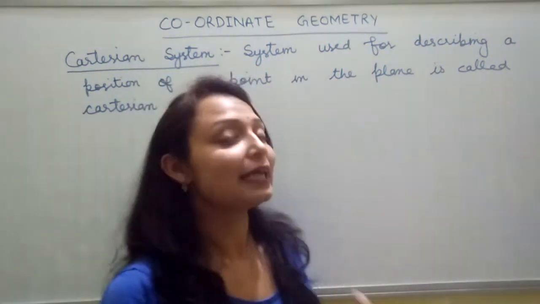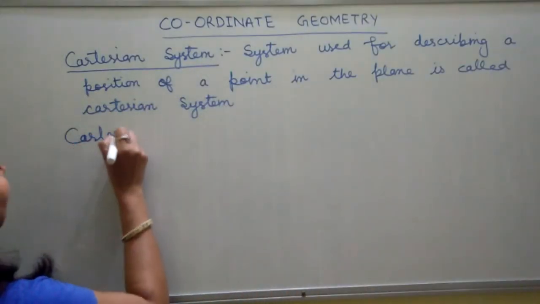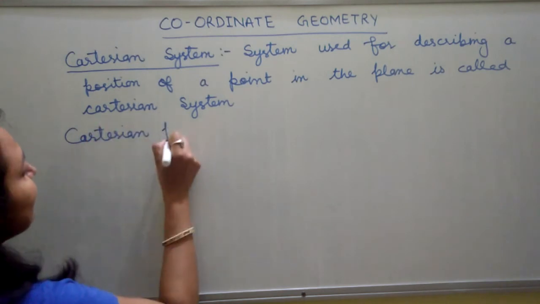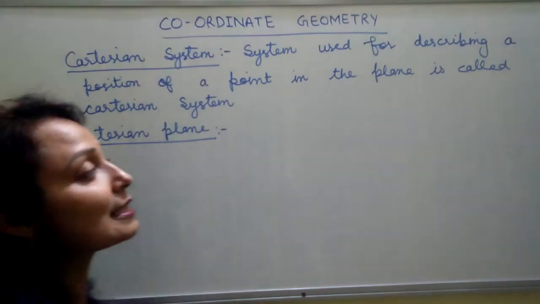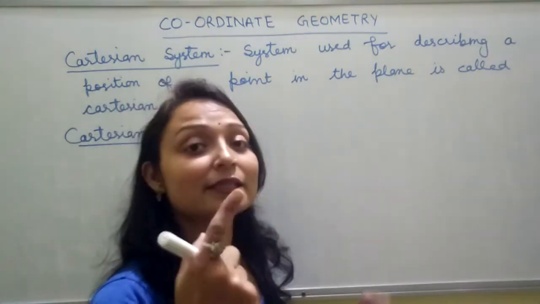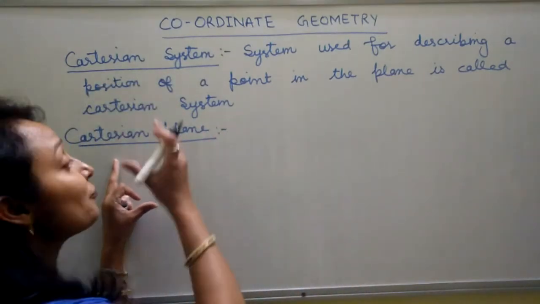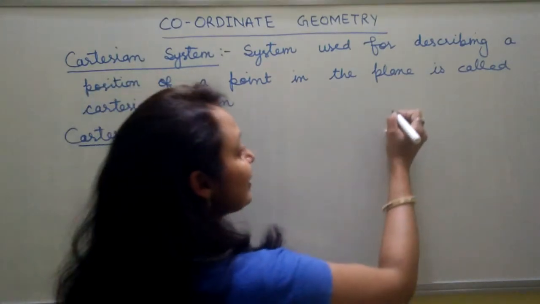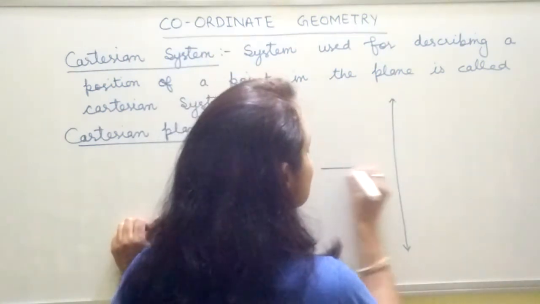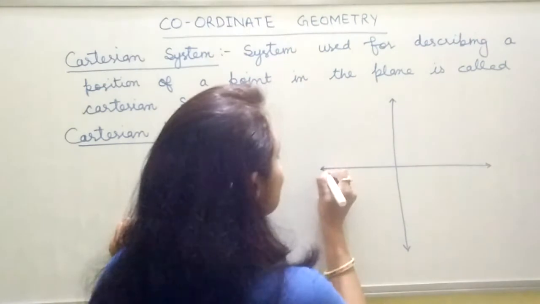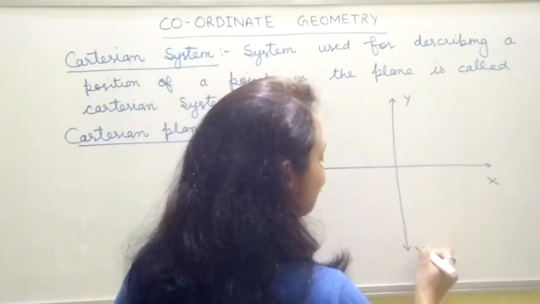On which plane? That is the Cartesian plane. What is the Cartesian plane? The Cartesian plane is the one on which we will plot the points. That is called the system which is used for describing the position of the point on the plane. That is known as the Cartesian plane. And which type of plane is it? It is a plane having two axes. First is the x-axis, second is the y-axis.